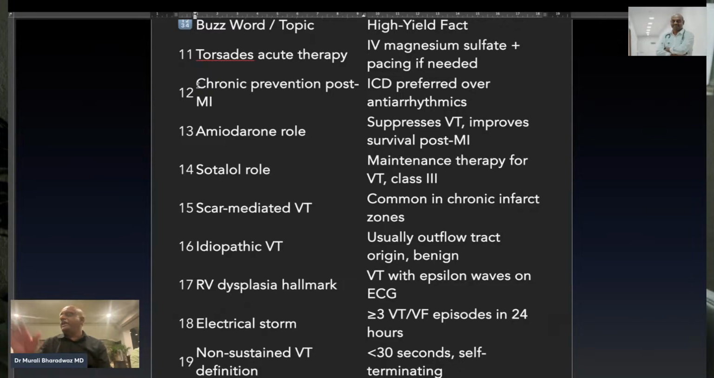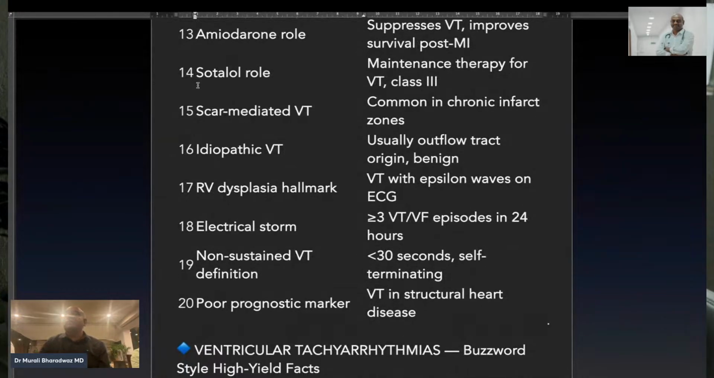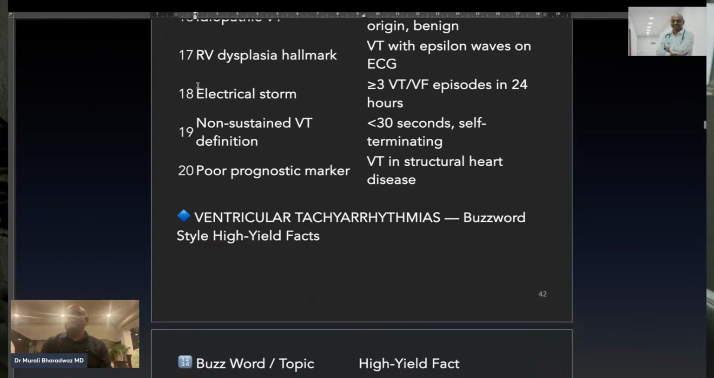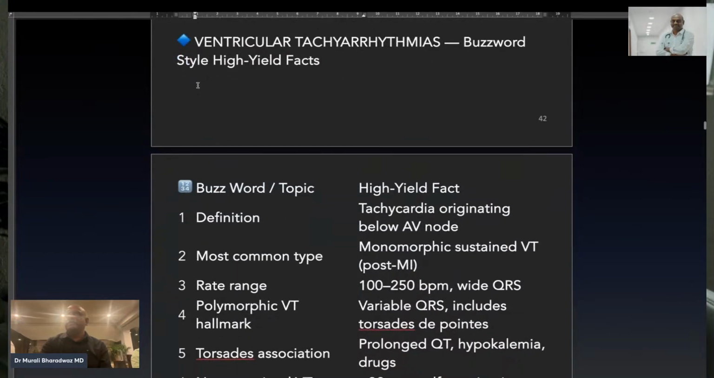So what is the role of amiodarone? It will suppress the VT and improve survival if you give it to patients after MI. And sotalol will also be used as a maintenance therapy for VT. Sotalol is a potassium channel blocker, a Class 3 antiarrhythmic. Then scar-mediated VT is what you will get after MI.